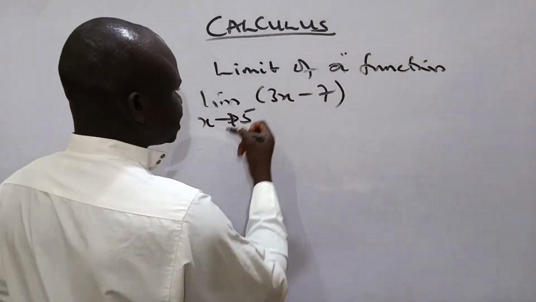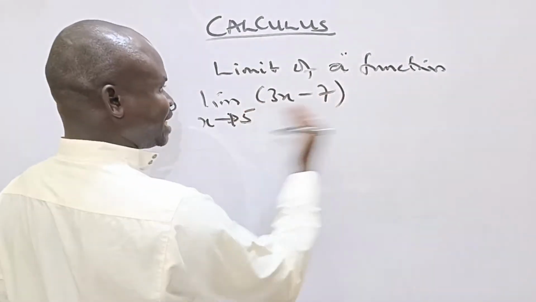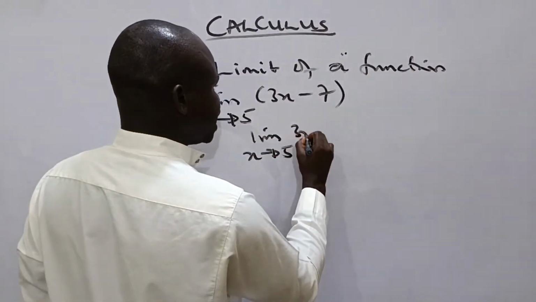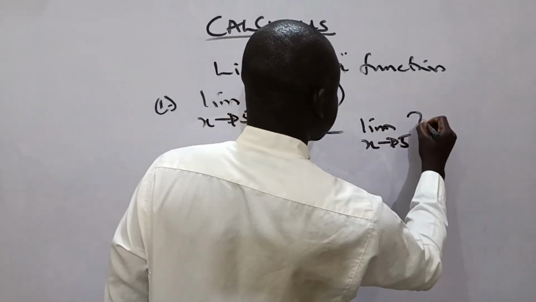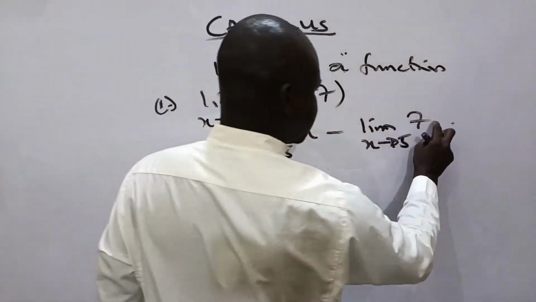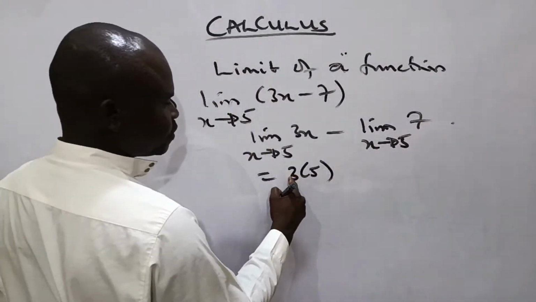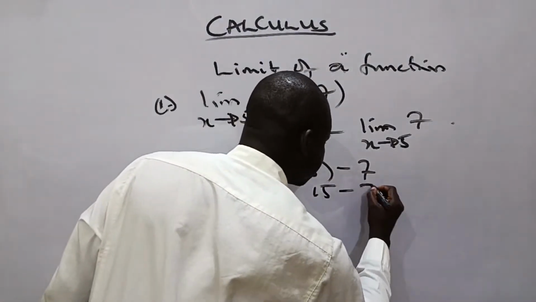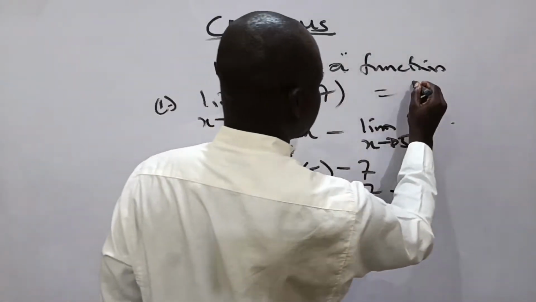Of course, limits can be linear, so I can express this as limit as x approaches 5 of 3x minus limit as x approaches 5 of 7. The right hand side does not have x, so this will be 7. This will give us 3 times 5, minus 7. 3 times 5 is 15, minus 7, that gives us 8. So limit as x tends to 5 of this function is equal to 8.